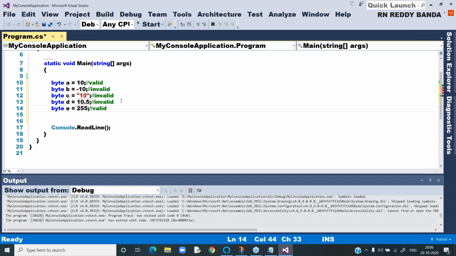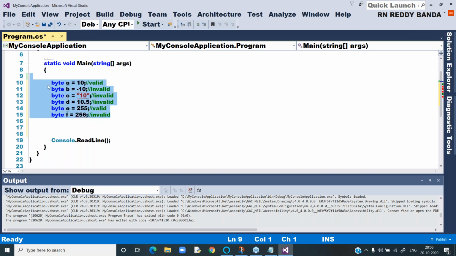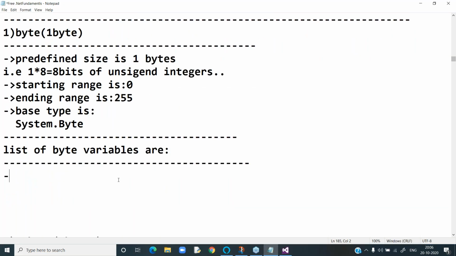255 is what? Valid. Byte F equal to 256. 256 invalid. 256 is invalid. And I hope you are clear about this, all of you guys. Okay, now, right. Next, come back to our discussion.